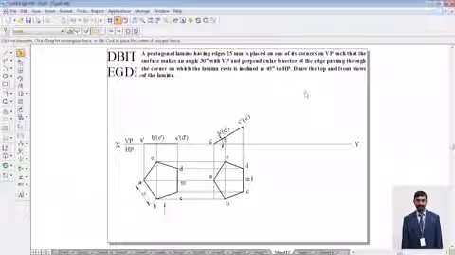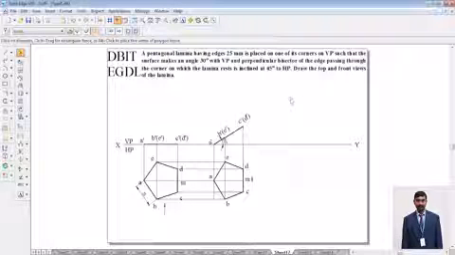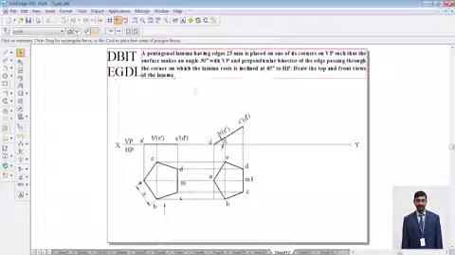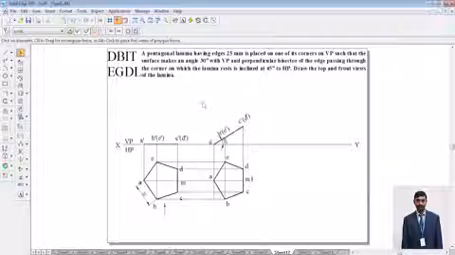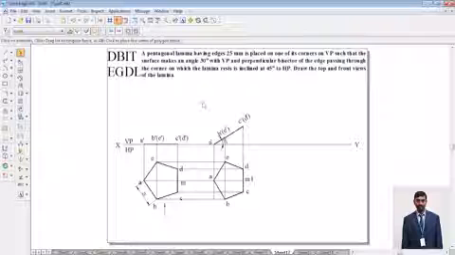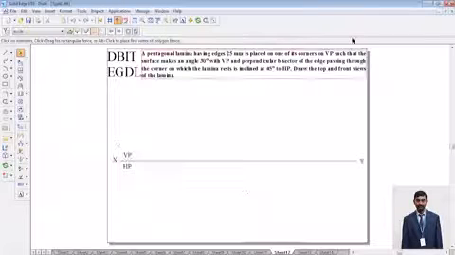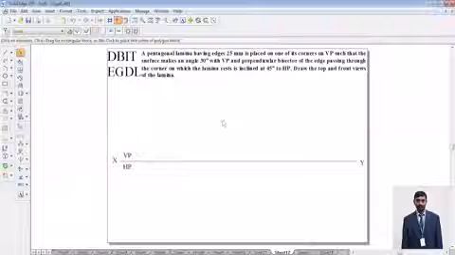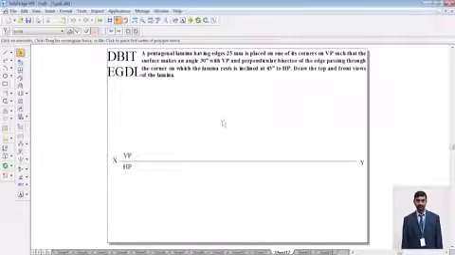Coming to the next problem, where you have the beta case. Here you could see a pentagonal lamina of edges 25 placed on one of its corners on VP. Next problem: a pentagonal lamina having edges placed on one of its corners on VP such that the surface makes an angle of 30 degrees with VP and a perpendicular bisector passing through the corner on which the lamina rests is inclined at 45 degrees to HP. Draw the front views and the top views of the lamina.